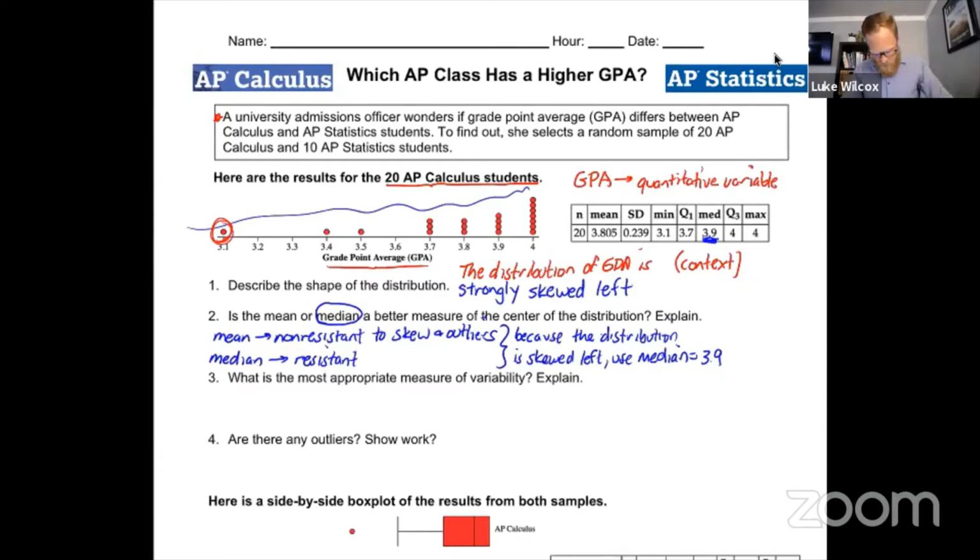And you'll notice if you look at 3.9, it is not the center of the x-axis there, right? It's just what we're calling the center of the distribution of the values, because the median, the middle value, lies within that stack of dots.